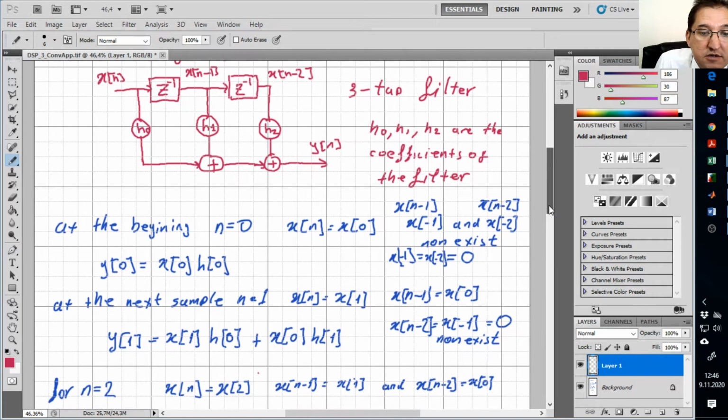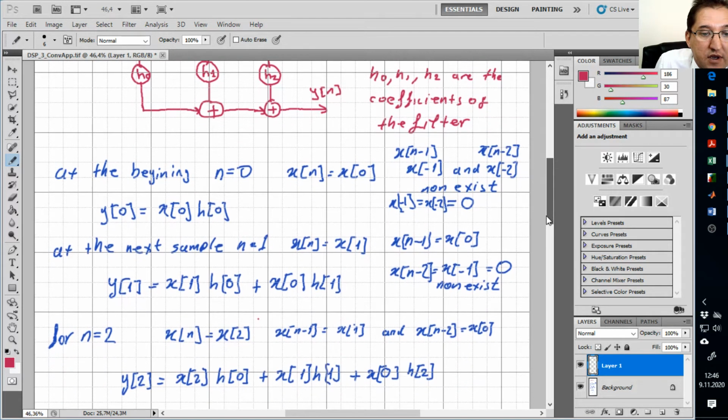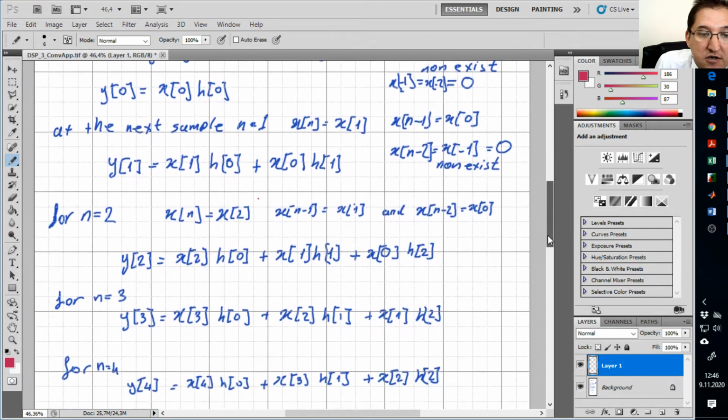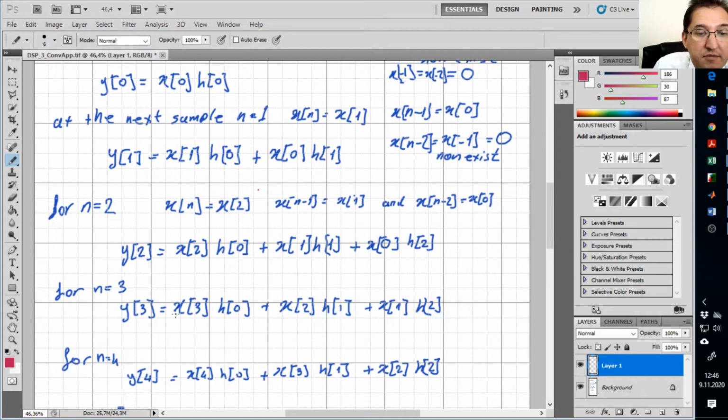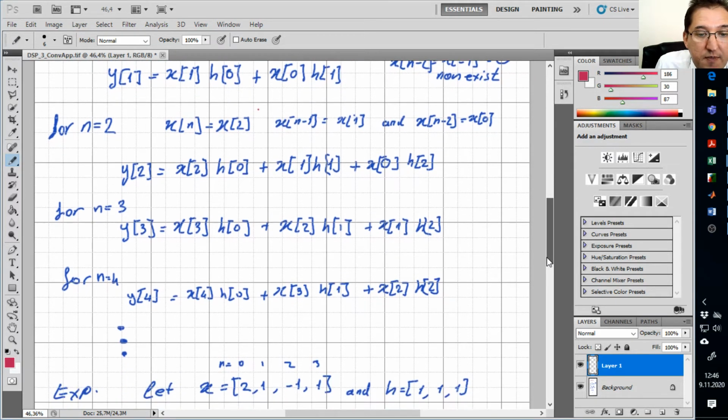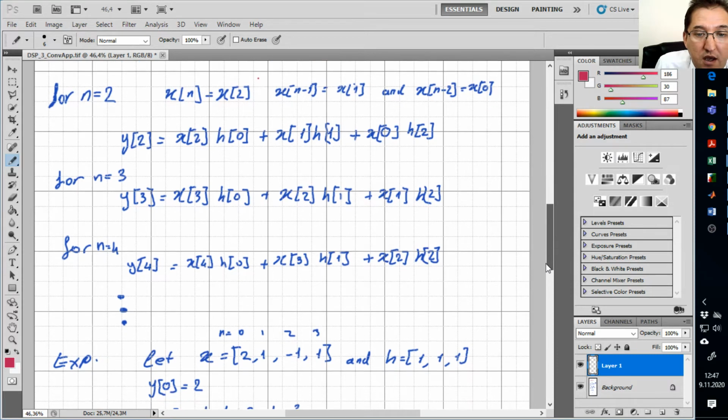For n equals 2, we have all of these. xn is x2, xn minus 1 is x1, and xn minus 2 is x0. This time it is x2 times h0, x1 times h1, and x0 times h2. For n equals 3, this time x3 times h0, x2 times h1, and x1 times h2. And this goes on like this. That's all.